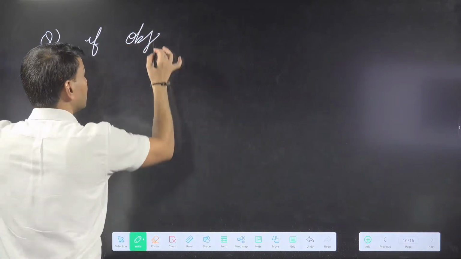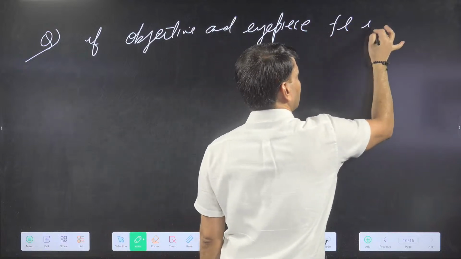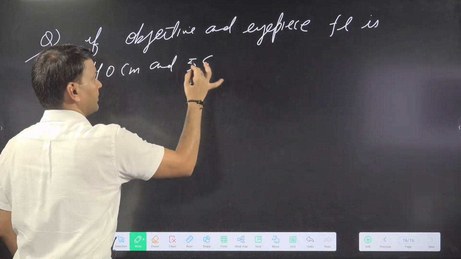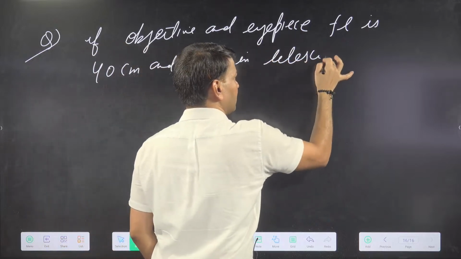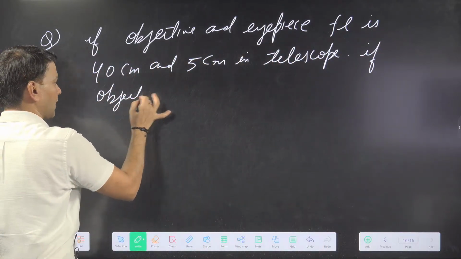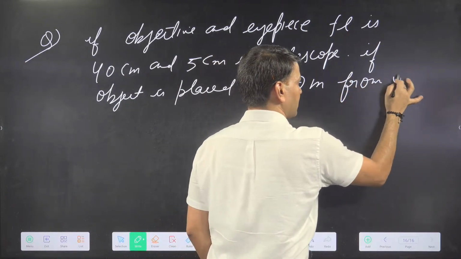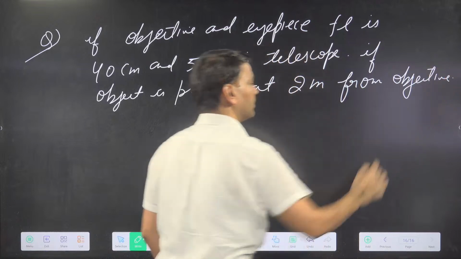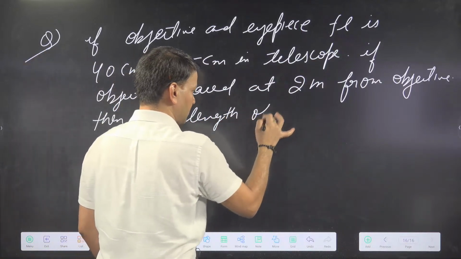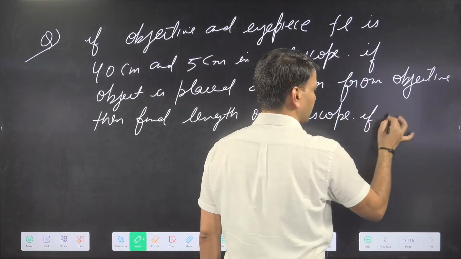if objective and eyepiece focal lengths are 40 centimeter and 5 centimeter in a telescope, if object is placed at 2 meter from objective, then find the length of the telescope, if final image is formed at infinity.